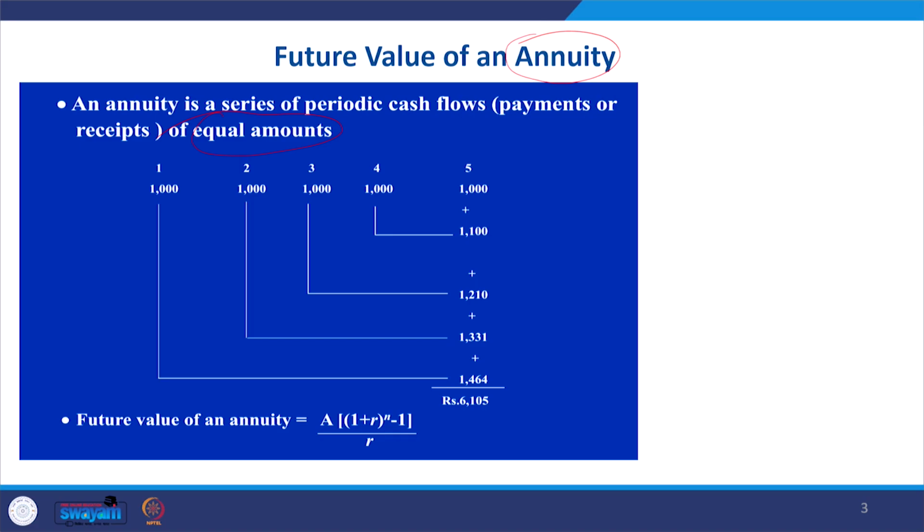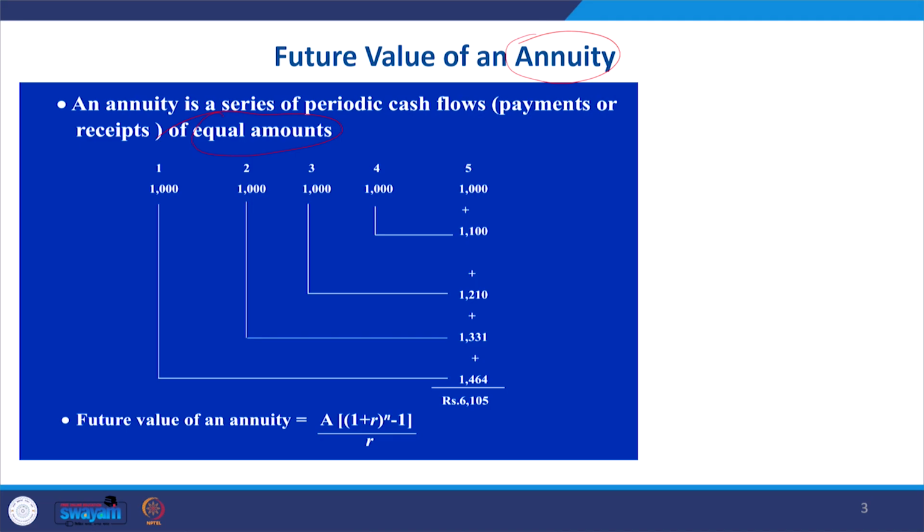Maybe you are making a payment to somebody, that is also an annuity. If you are receiving something from somebody, that is also an annuity. Basically that is an equal amount, and we are going to calculate the future value of that annuity. Normally this kind of analysis is important for us when we are making an investment. For example, you give money to the bank and you have a kind of recurring deposit account. So there we can use this kind of analysis.